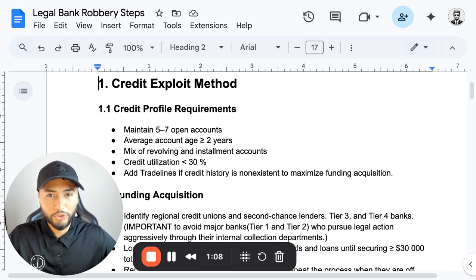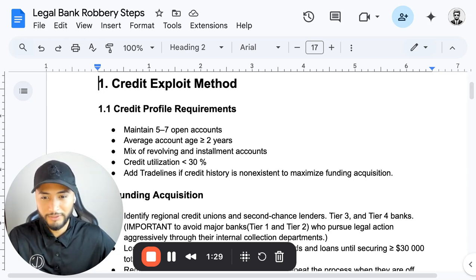Credit utilization below 30% is really a very important factor. If it's above 30%, you're likely not going to get much funding because you look like a risk. Ideally, it has to be below 10%. And of course, the best is just 0%. Have no debt. Utilize leverage, but don't carry debt.